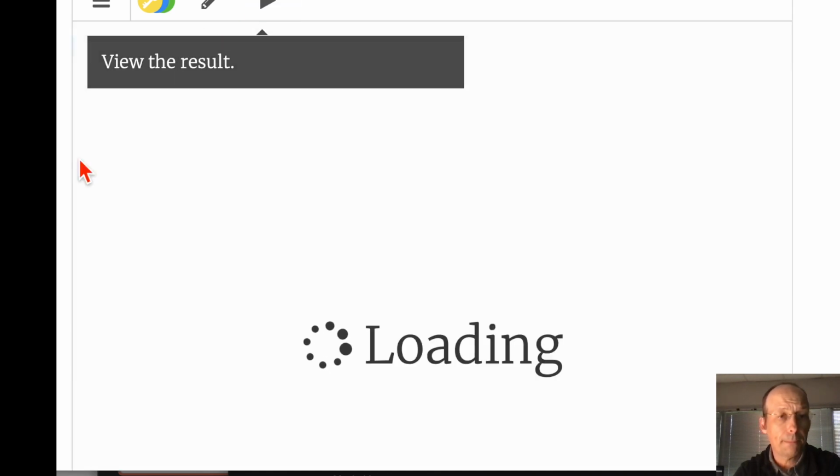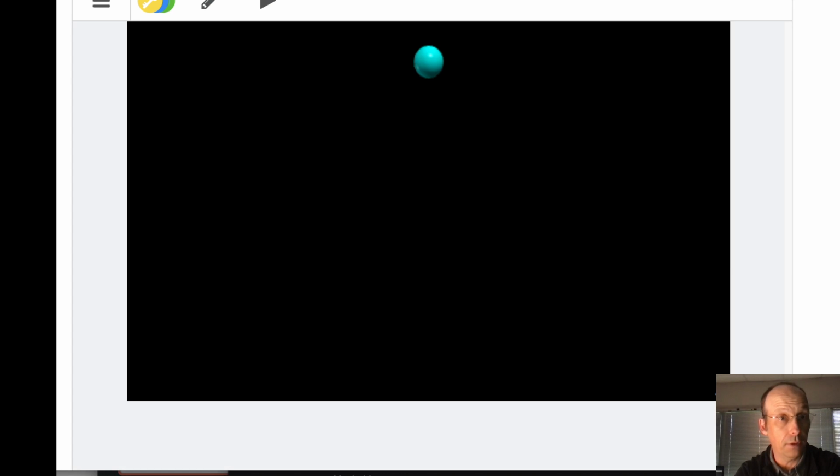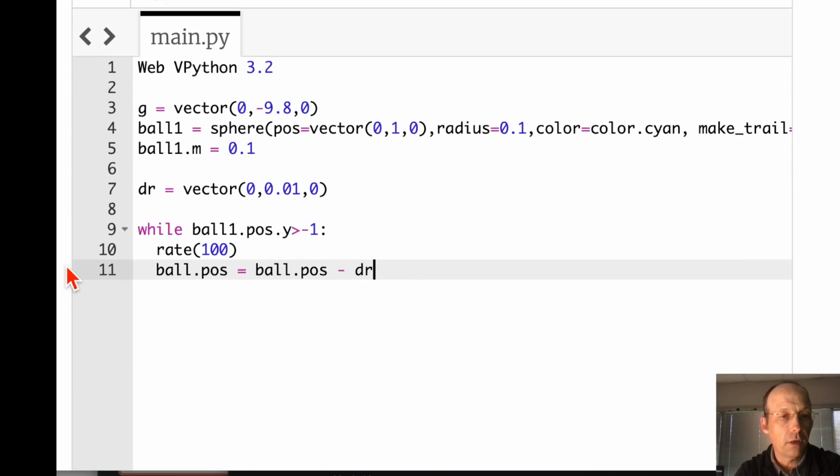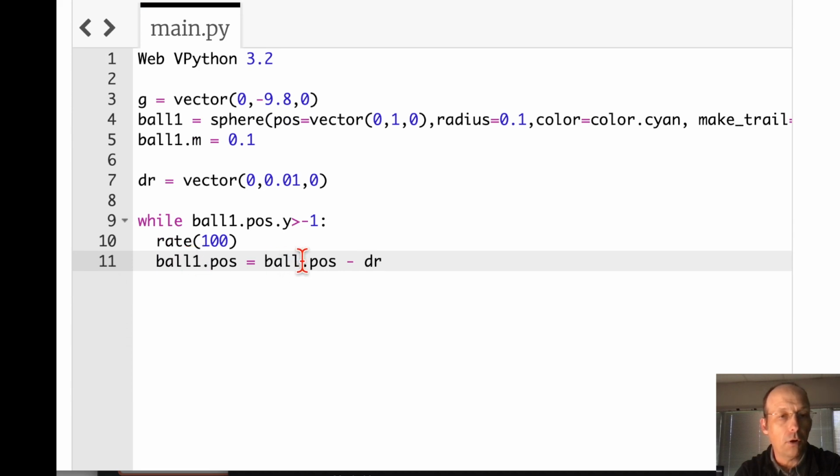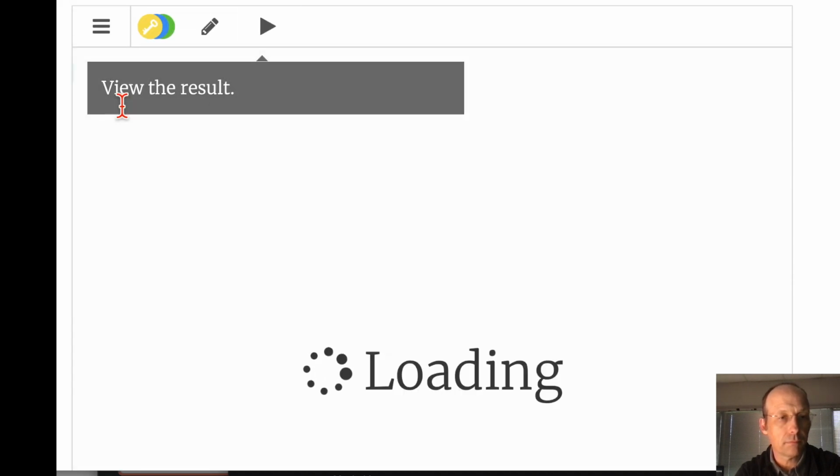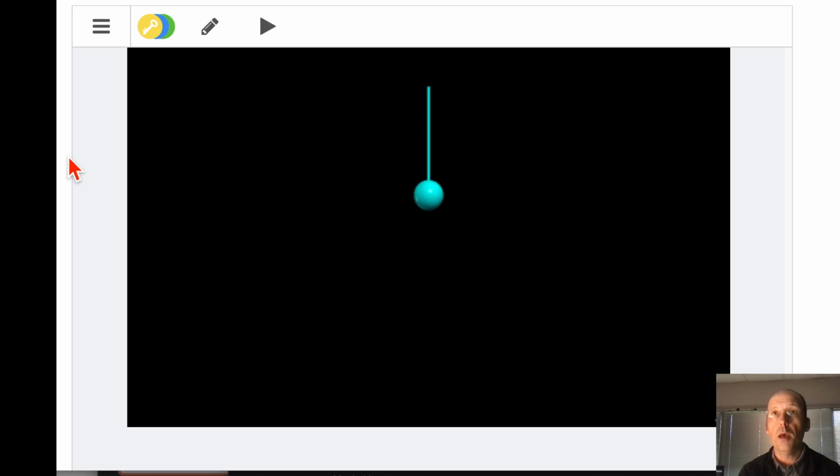Run it. And it didn't do anything. Oh, ball 1, that's why. Ball 1 minus dr, right. There we go. Okay, moving my ball down.